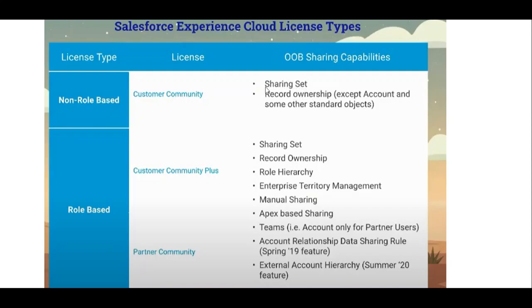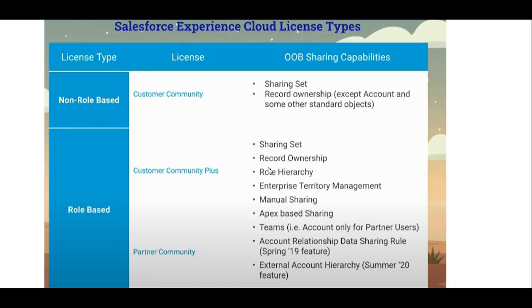So for the sharing capabilities for customer community, we have sharing set and record ownership. In sharing set, I'll explain how we can enable or show the records of any particular object by assigning a profile, so it's a combination of profile plus objects. Record ownership means whoever is the owner of a record, that person can see or edit the record.